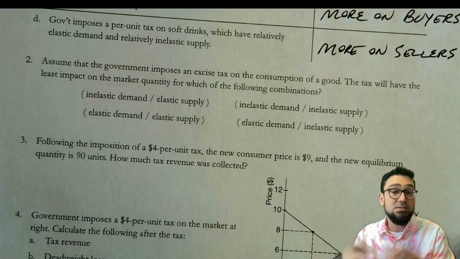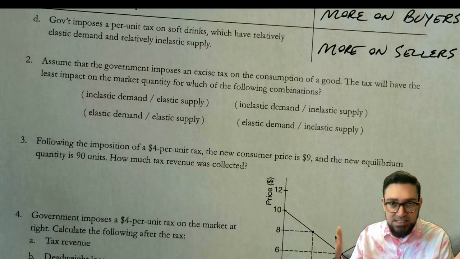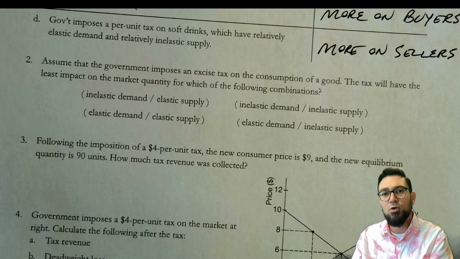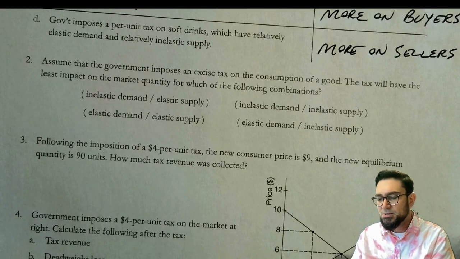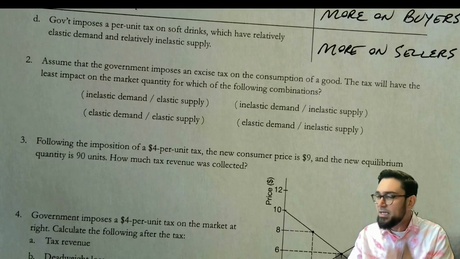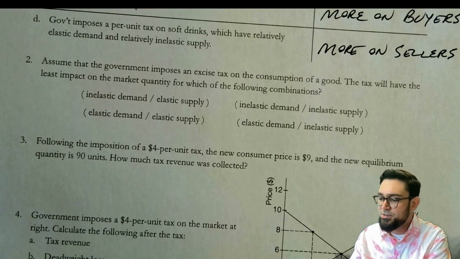Now let's take a look at number 2. Assume that the government imposes an excise tax, which is just a per unit tax, a fancy name for it, on consumption of a good. The tax will have least impact on the market quantity for which of the following combinations? So in other words, which one is going to cause the quantity to change the least amount? And it's a little bit of a tricky question when you start thinking about it.